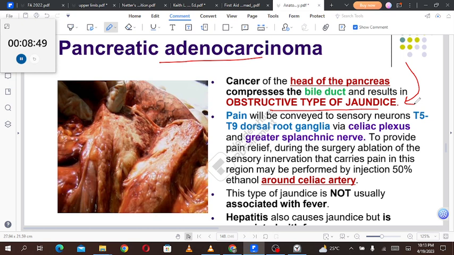We have seen that already in the GIT section, so kindly refer to those videos. But pancreatic adenocarcinoma means cancer in the head of the pancreas which compresses the bile duct and results in the obstructive type of jaundice. Pain will be conveyed to the sensory neurons T5 to T9 dorsal root ganglia via the celiac plexus and the greater splanchnic nerves. To provide pain relief during the surgery, ablation of the sensory innervation that carries the pain in the region may be performed by injecting 90% and 50% ethanol around the celiac artery.